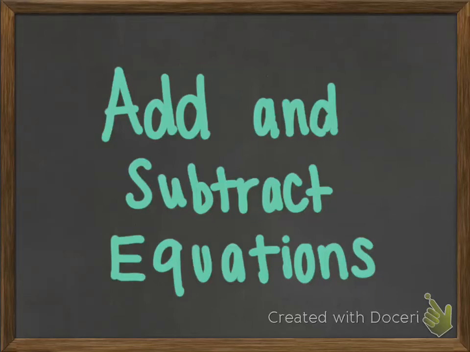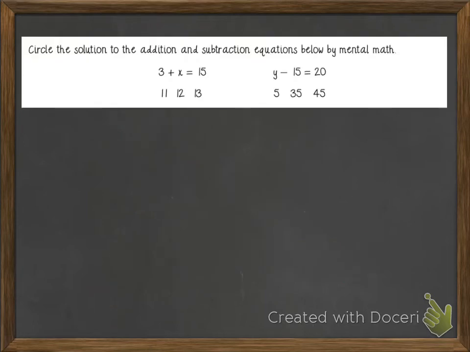Today we are going to introduce add and subtract equations. First, we're going to go back to our mental math by circling the solution to the addition and subtraction equations below by mental math. So saying 3 plus x equals 15, what could we replace x with to get a correct equation? That would be 12, since 3 plus 12 equals 15, just by mental math.